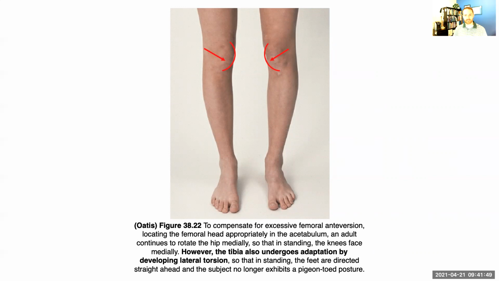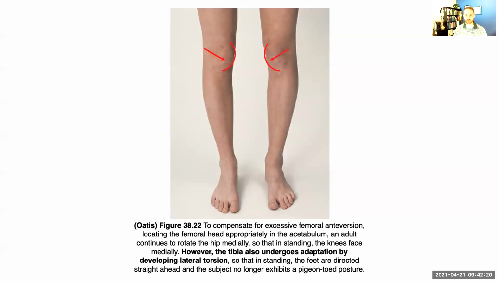So in this case, someone who has anteversion is going to rotate the hip medially so that in standing, the knees actually face medially. And that's what is illustrated here with the red arrows and the red curves, is now the patellas are squinting in. Even though there is not an excessive degree of genu valgum in this image, you can see that the patellas are turned inward, right? However, there's also a secondary compensation, and that occurs at the tibia.